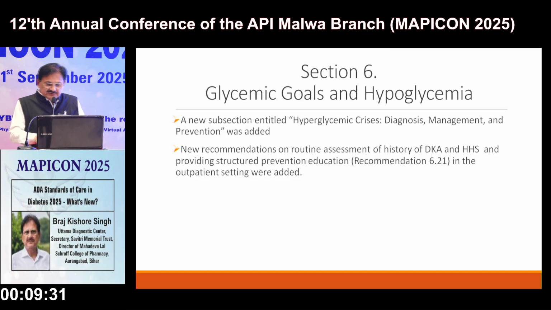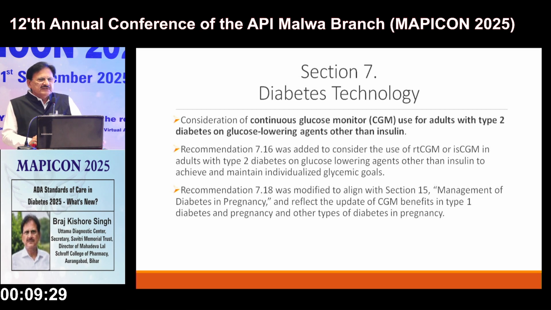Technology: there is a considerable advancement in diabetes technology, and you all know the CGM. Use in adults with type 2 diabetes on glucose-lowering agents other than insulin. Those who are on insulin, you can advise the CGM, but even those on oral hypoglycemic agents can use CGM for better control of glycemia. And similarly, in the management of diabetes in pregnancy, the update reflects that CGM can be used in pregnancy also, not only in type 1 diabetes but also in type 2 diabetes as well.